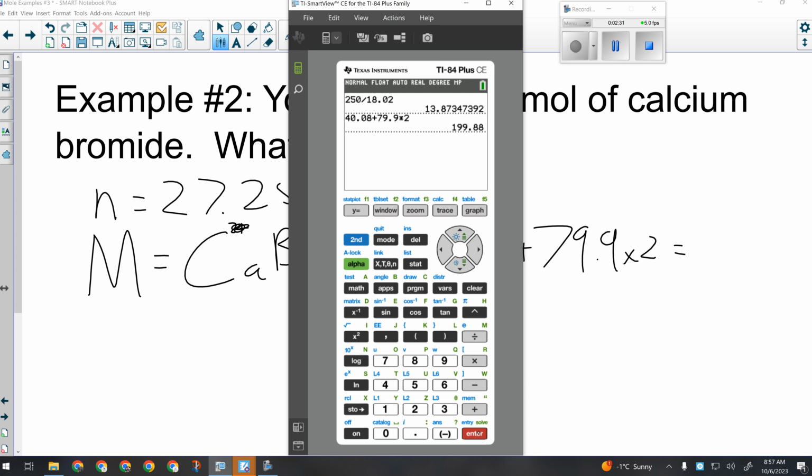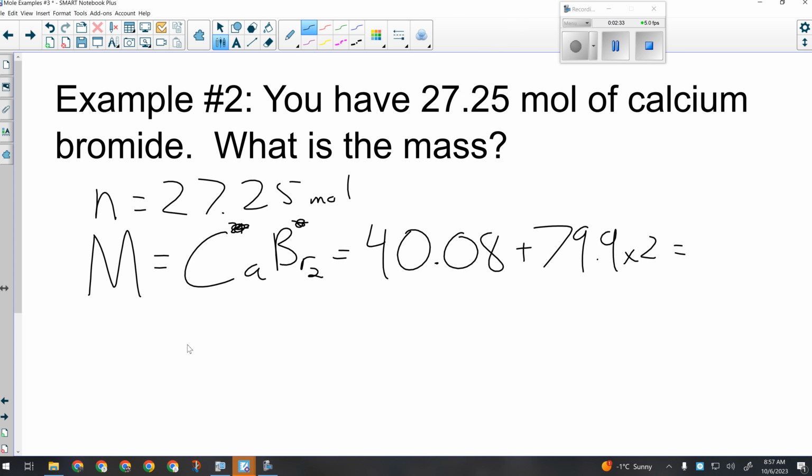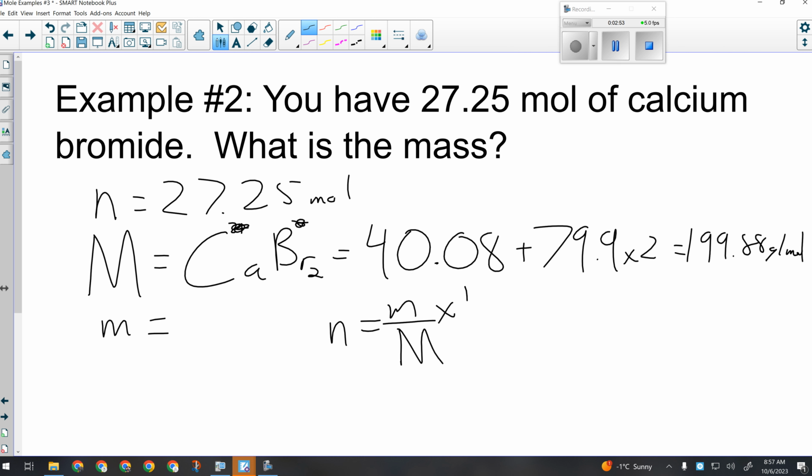199.88 grams per mole. All right, we are looking for mass. So n equals little m over big M. What do I have to do to get little m by itself? Multiply both sides by big M.